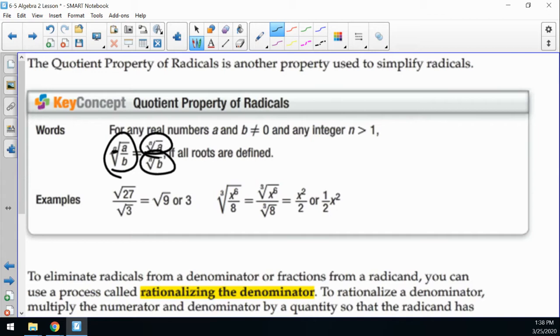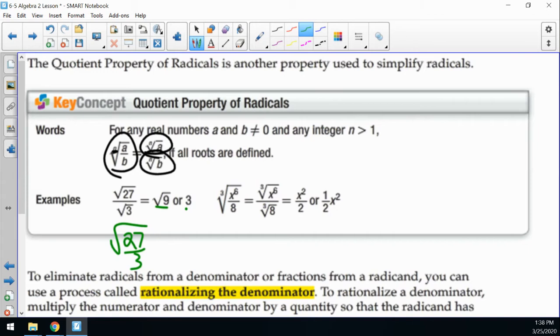And so sometimes that's going to look really nice, like for something like this, right? So it's the square root of 27 over the square root of 3, which is the same as the square root of 27 over 3, which you know to be 9, which is then 3. So you take two square roots you don't know and divide them, and you actually end up getting a whole number, which is kind of sweet, right?